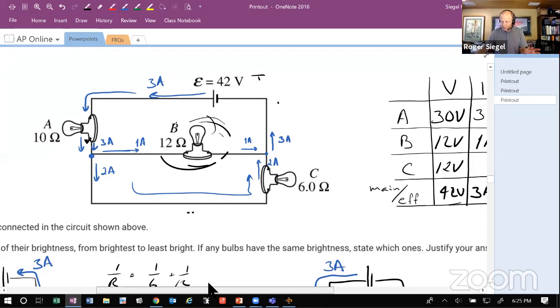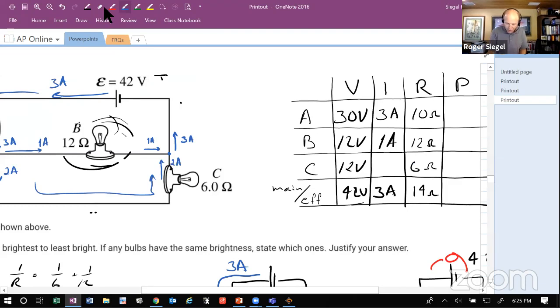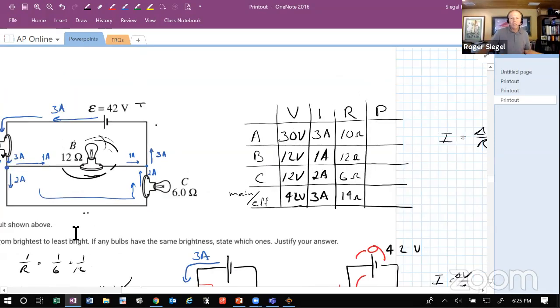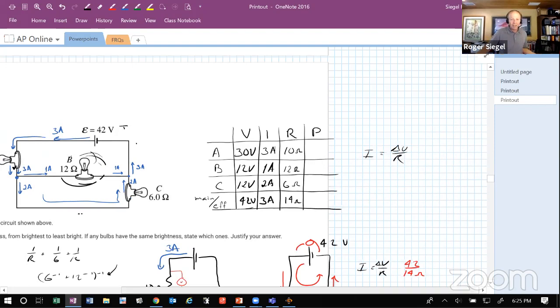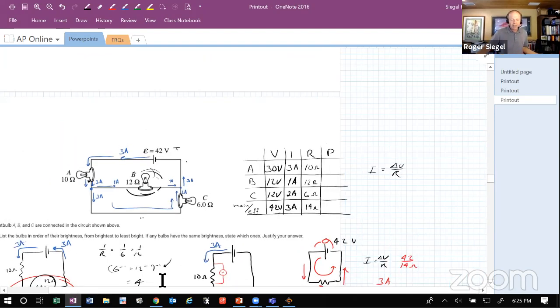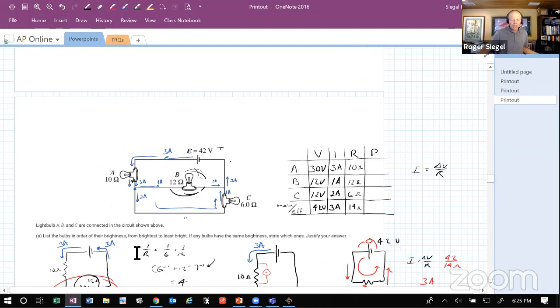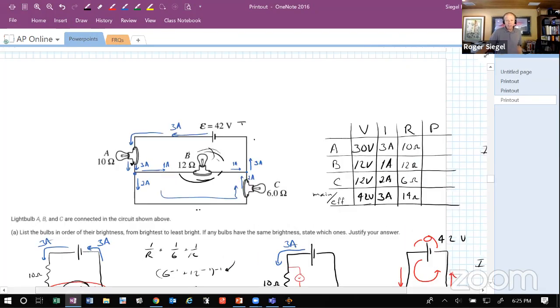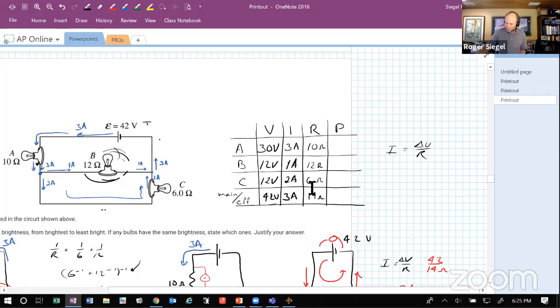Now, I didn't put this one in yet, so let me say that was 2 amperes. You can see there are many ways that you can solve some of these problems, so don't be afraid to do it a different way if you see it that way. Now the last thing we want to do is find the brightness. The brightness is always going to be about power. So let's come over here and check that out.